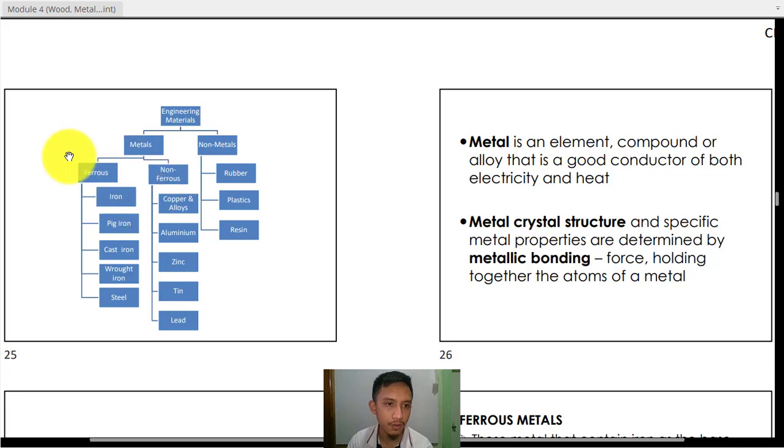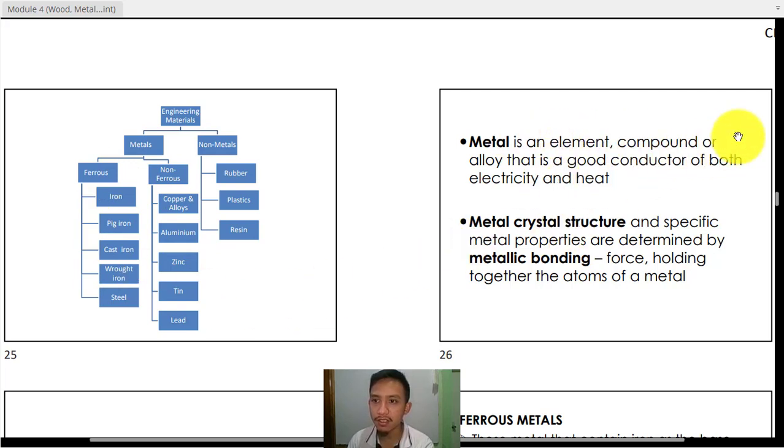Okay, and for ferrous metals, this could be purely iron. Pig iron, cast iron, wrought iron, and steel. All of this contains iron material. And actually, the only difference of this iron is due to the manufacturing. Is it a high temperature processed metal, or is it not? And that depends. It will be discussed later on.